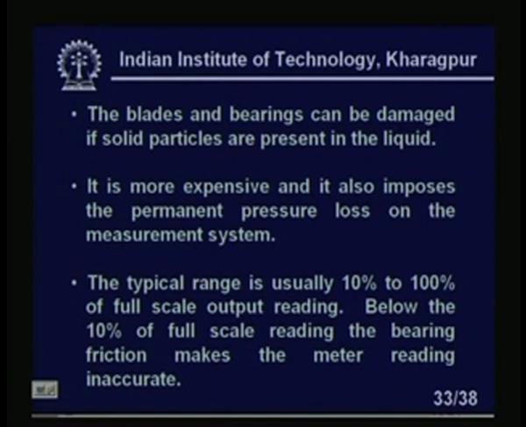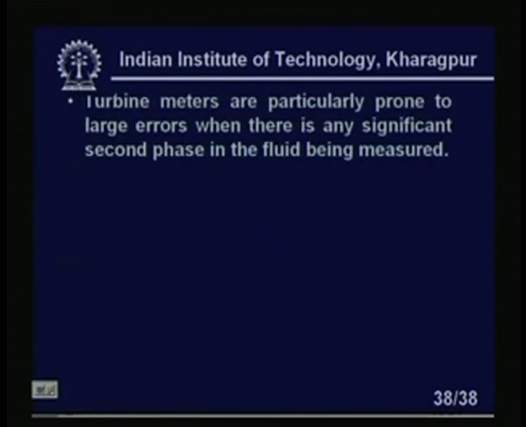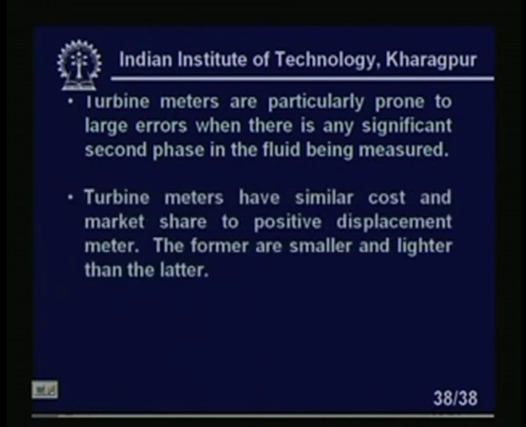Okay. So, it is not totally an open channel, it is not a totally permanent-pressure-loss-free flow meter. There is a certain amount of permanent pressure loss in this type of flow meter. The typical range is usually 10% to 100% of full scale output rating, and below 10% of the full scale rating the bearing friction makes it inaccurate. Turbine meters are particularly prone to large errors when there is a significant phase change in the fluid being measured. Turbine meters have a similar cost and market share to positive displacement meters, and the former are smaller and lighter than the latter.